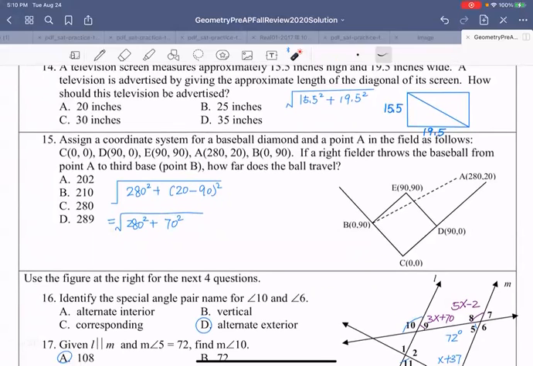Well, let's see number 15. This looks complicated, but actually it's not. You can go ahead and read and we can do it. Assign a coordinate system for a baseball diamond and a point A in the field as follows. Point C is 0, 0. D is 90, 0. E is 90, 90. A is 280, 20, and then B is 0, 90. If a right fielder throws the baseball from point A to third base, point B, how far does the ball travel? So how long is this one?